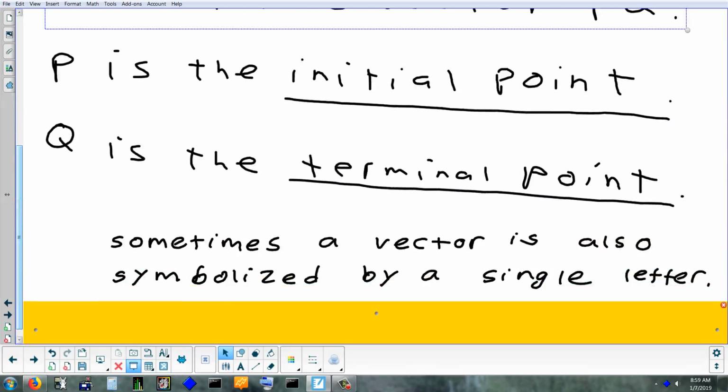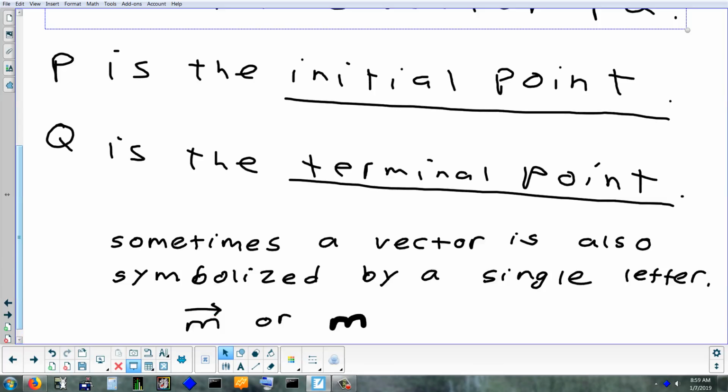But we have another way that we can write vectors that's shorter than that. Sometimes what we do to make it shorter is we just give a vector a single letter. We just say that vector is vector x. But what else in math do we use letters for? Letters represent what? Unknowns or variables. So that's a problem. How would we know if that letter is a variable or is it a vector?